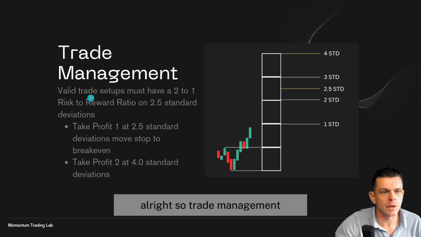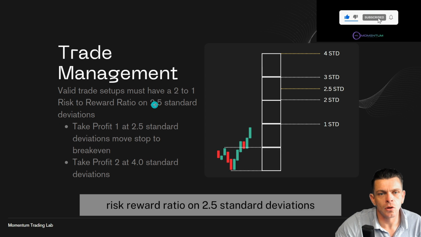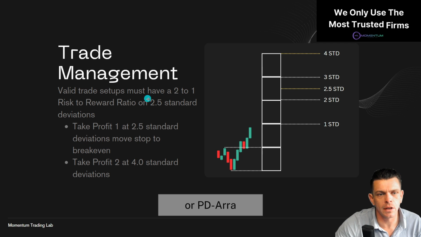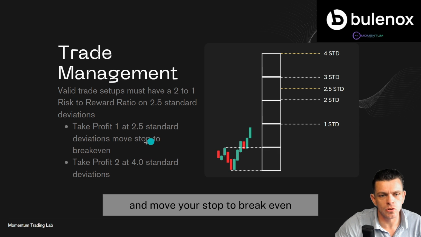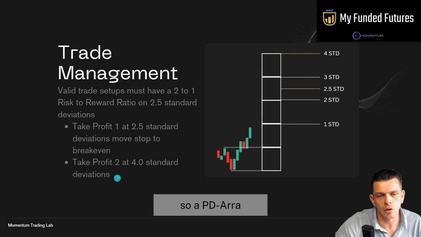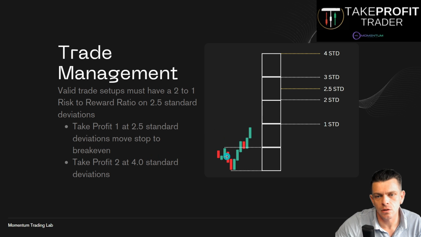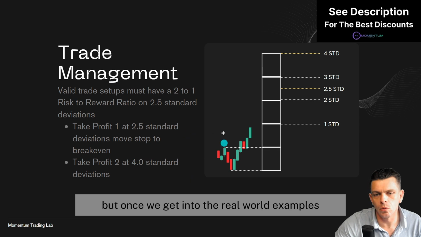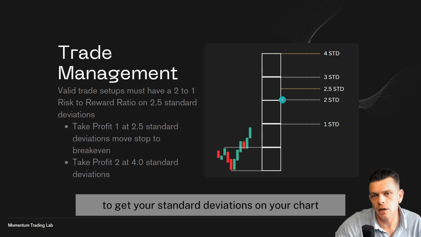All right, so trade management. So valid trade setups must have a 2-to-1 risk to reward ratio on 2.5 standard deviations to an opposing liquidity pool or PD array. So take profit at 2.5 standard deviations and move your stop to break even. And take profit 2 will be at 4 standard deviations. So a PD array or a liquidity pool at 4 standard deviations of the breaker block manipulation leg. But once we get into the real world examples, I'll show you exactly how to pull that FIB to get your standard deviations on your chart.